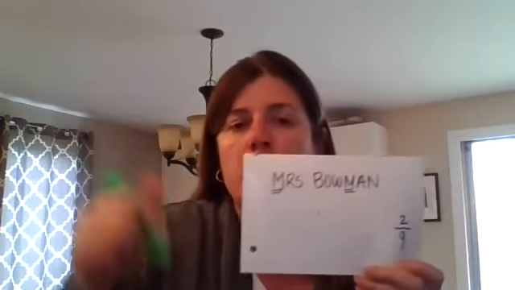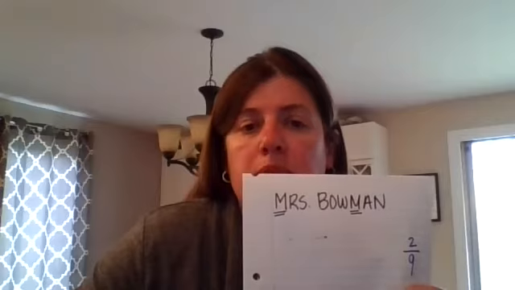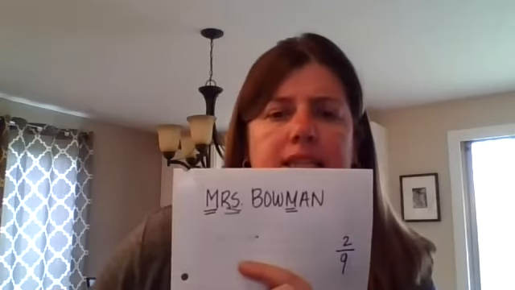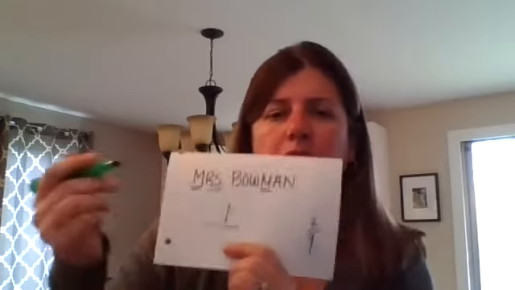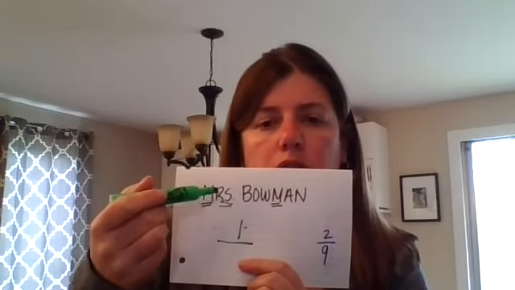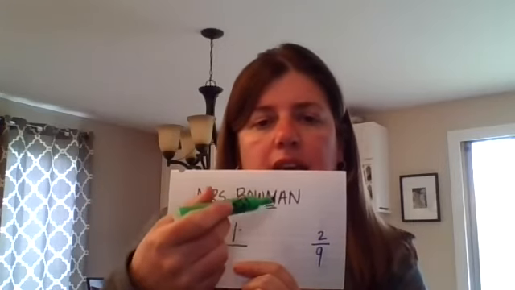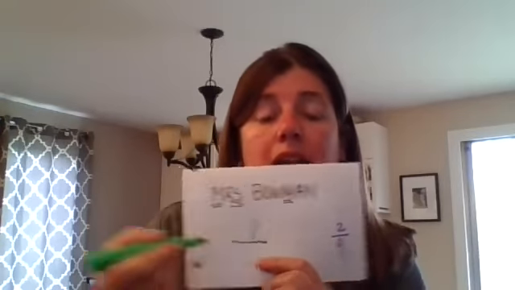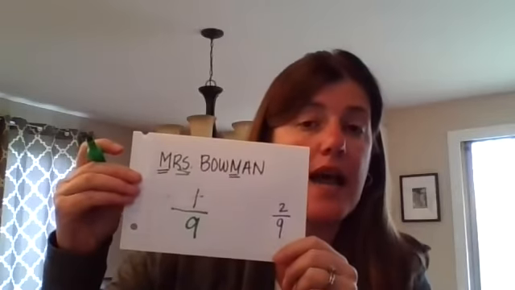All right. What if we talked about how many letters in Mrs. Bowman's name are S? So let's take a look. We've got M, R, oh, here's an S. B, O, W, M, A, N. How many S's are there? 1. So we're going to write 1. And what number is going to go on the bottom, our total number of letters? 1, 2, 3, 4, 5, 6, 7, 8, 9. 1/9 of the letters in Miss Bowman's name are an S.